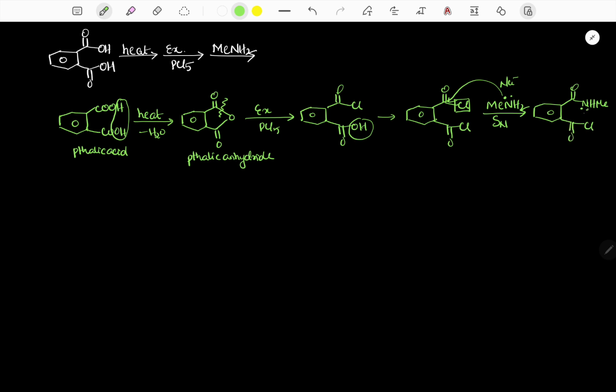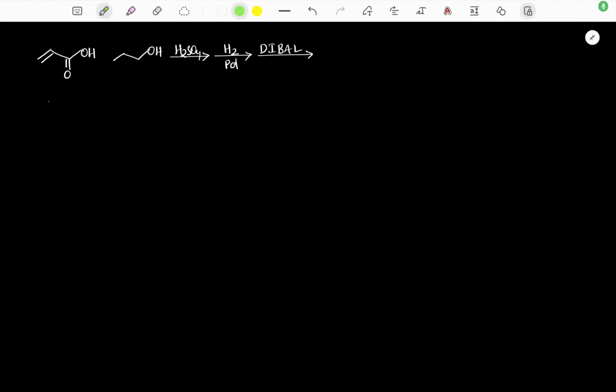Now this N lone pair again reacts with the carbon, loses the leaving group, undergoes nucleophilic substitution, and finally converts into the corresponding N-methyl phthalimide. It is the final product.